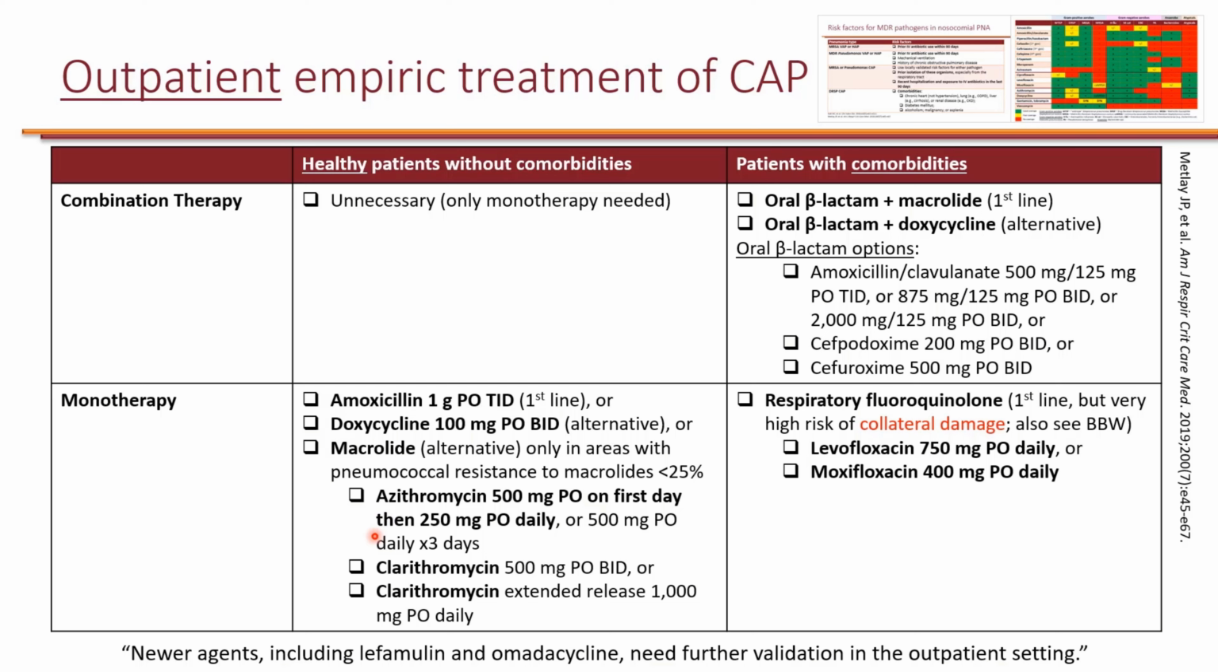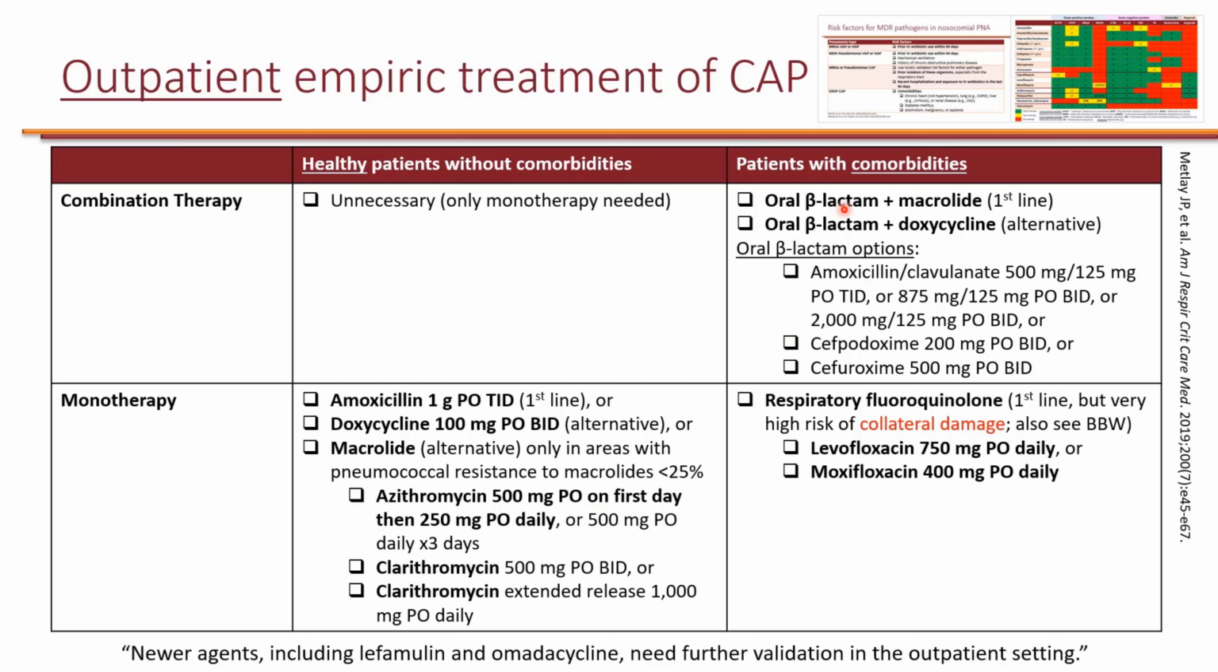Now, for those patients who have comorbidities because they are at increased risk of having drug-resistant strep pneumo, you don't want to use a single agent, so we use a combination agent so that we have good coverage. So we have oral beta-lactam and we have macrolides as first line. And then if someone cannot tolerate that option, then alternatively, you can use a combination of oral beta-lactam with doxycycline.